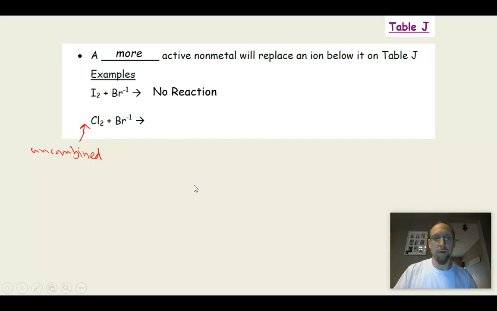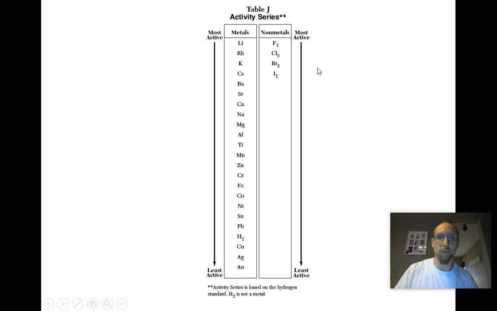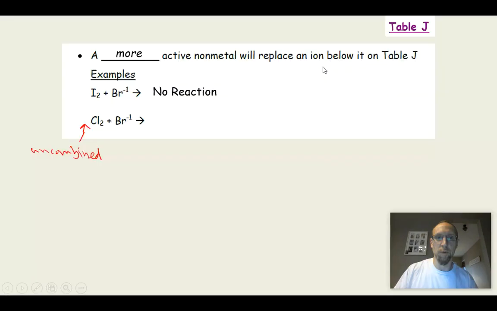All right, and then if I compare chlorine to bromine, same thing. Chlorine, though, is higher than bromine, so we're going to get a reaction. So go to our table J. Chlorine is higher than bromine, so we get a reaction. That's it. So that's really as hard as it's going to get right now.